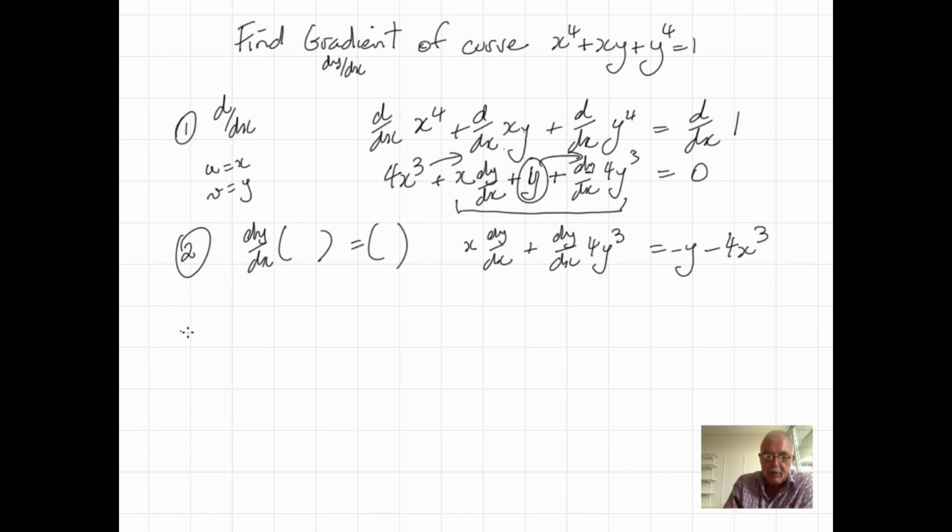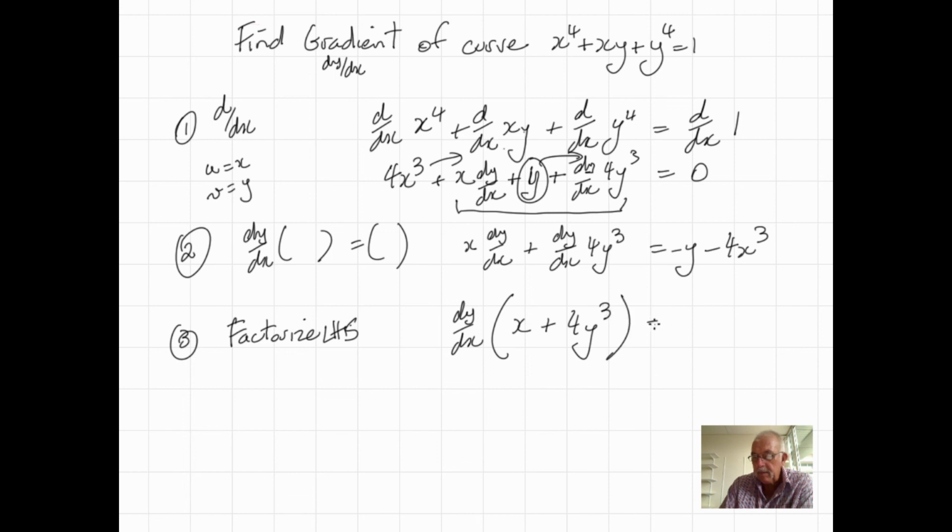So the third step is to factorise the left hand side. So we've got dy/dx can come out the front, and we're left with x plus 4y cubed equals minus y minus 4x cubed.